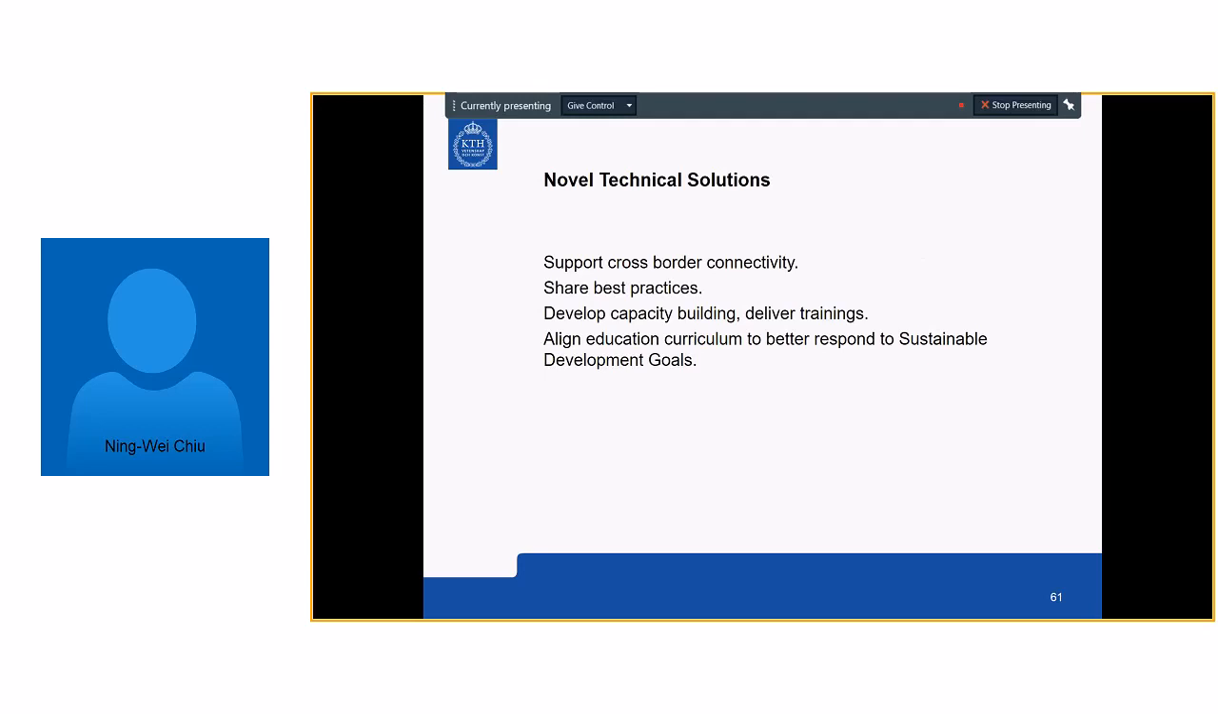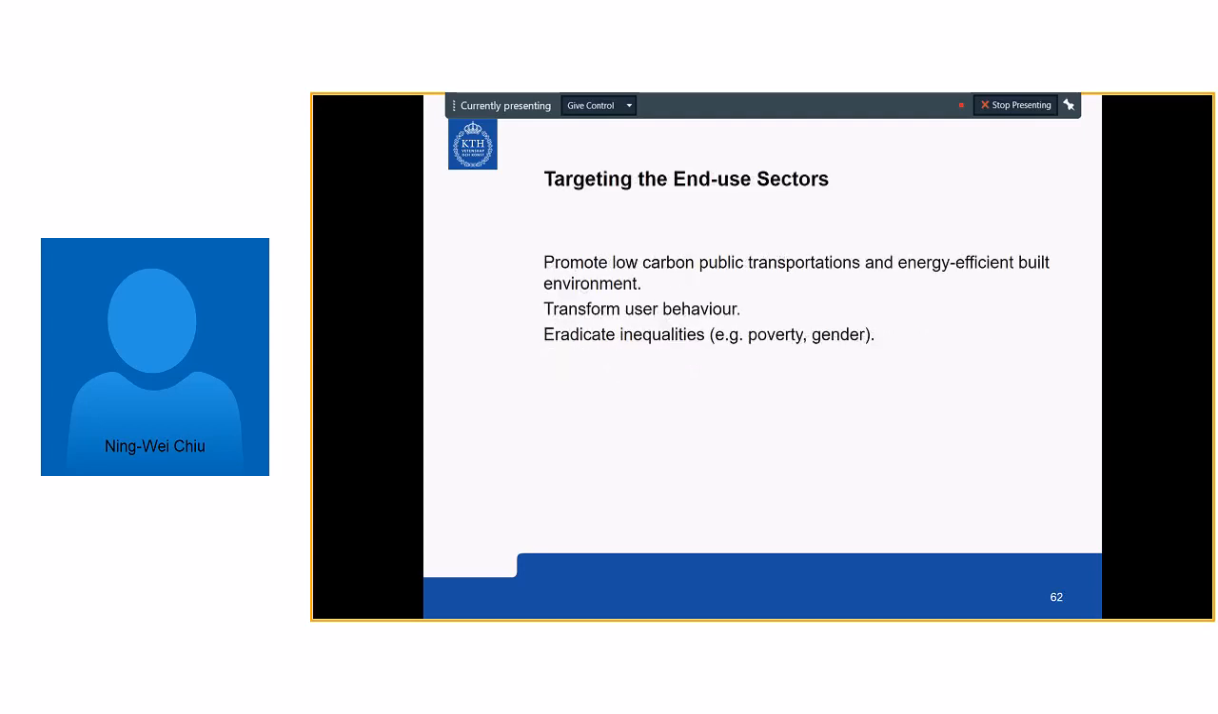None of us know what the solution is. None of us know what the best practice is. But with a community of inquiry, by asking questions and sharing information, we converge to that point. Those can also be applied to using novel technology solutions so that we can reach these sustainable development goals. End user sectors should be targeted. It's not just about how to make the utility companies earn more money, but also how to make the end users feel that they are also getting some benefits.